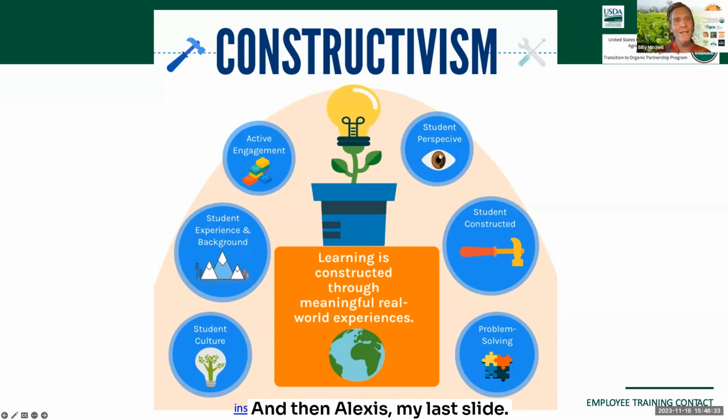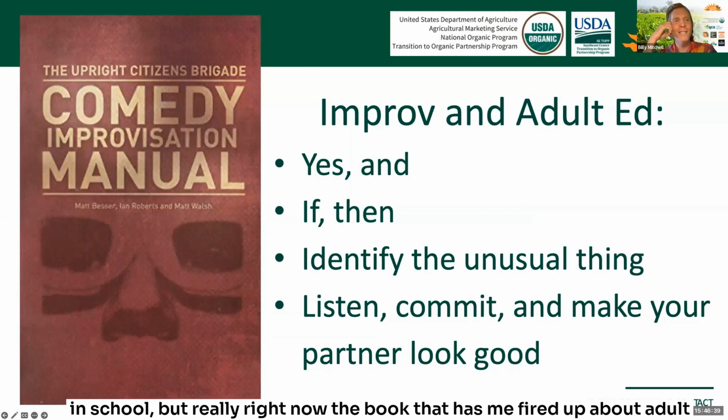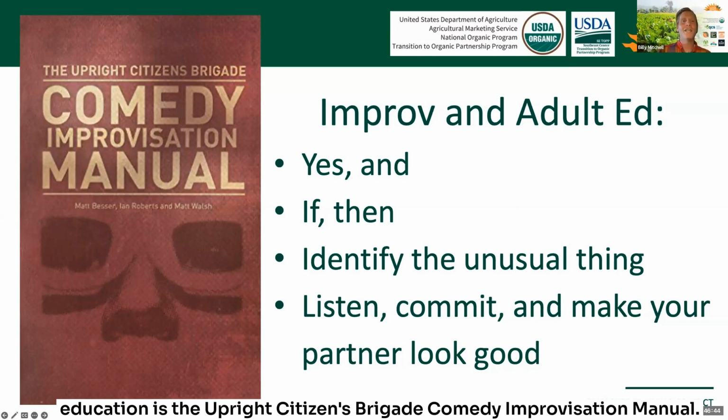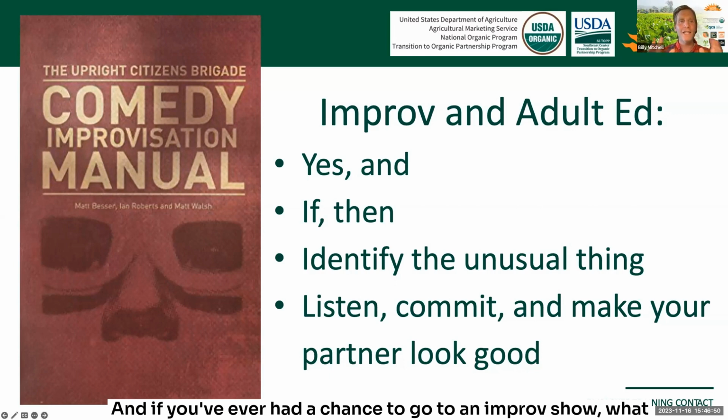And then Alexis, my last slide. So I thought about maybe highlighting one of the books that I had in school, but really right now the book that has me fired up about adult education is the Upright Citizens Brigade Comedy Improvisation Manual. And if you've ever had a chance to go to an improv show, what you're watching is a bunch of people on stage responding to ideas from the audience and then actively listening to each other.